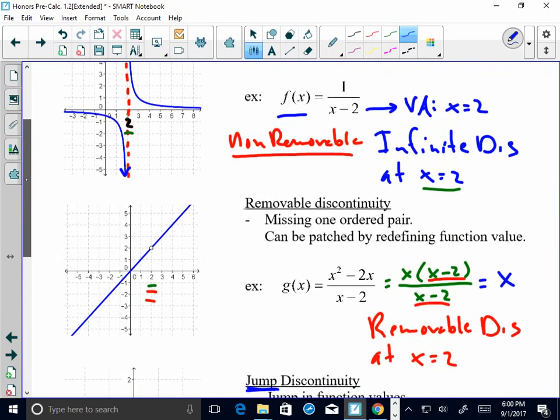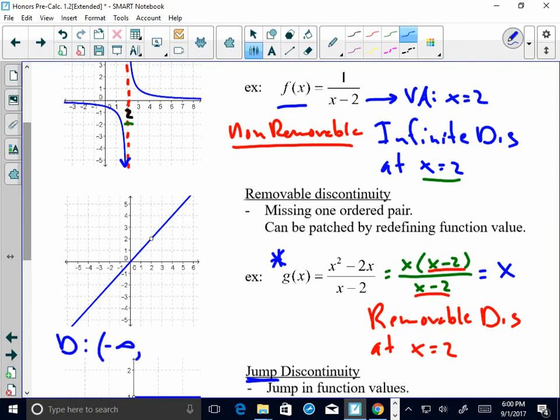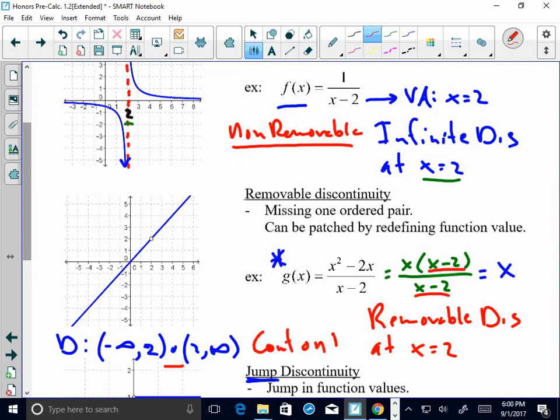Looking at our removable discontinuity, just looking at the equation here, we can say that the domain for this function would be negative infinity to 2, union with 2 to positive infinity. And similarly right here, we can say this function has connecting ordered pairs everywhere but the single place where it doesn't exist. So we can say this function is also continuous on its domain.